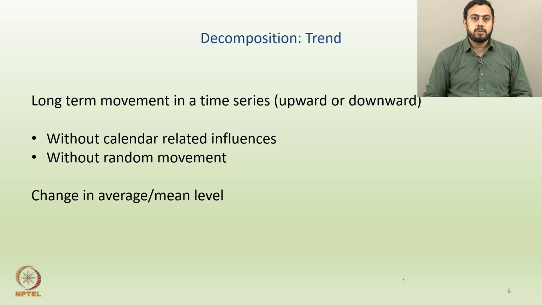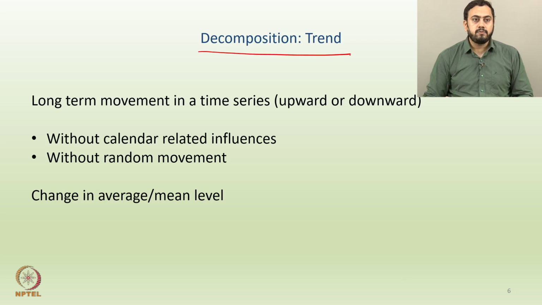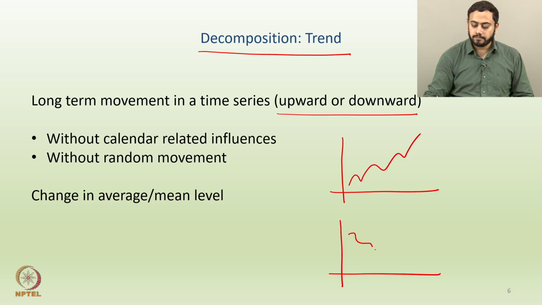Now, we will try to understand each and every component in a bit more detail, and we will provide some examples also. So, the first component is trend. Just to give you the definition in short, any long term movement in a time series, either upward or downward, is called a trend. Just to quickly chart some examples, trend could be upward, something like that, or one can actually have a downward trend, maybe something like that. So, either an upward movement or a downward movement constitutes a trend.